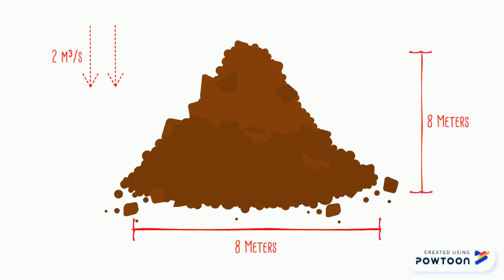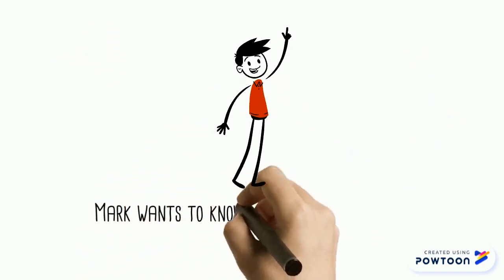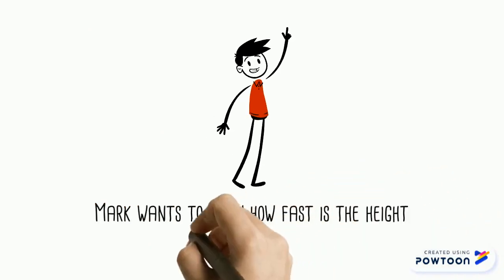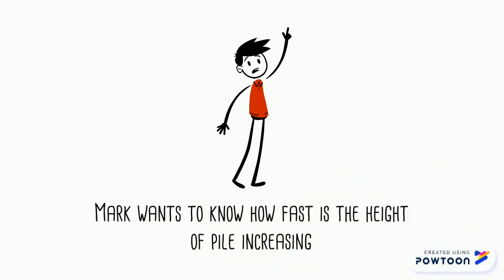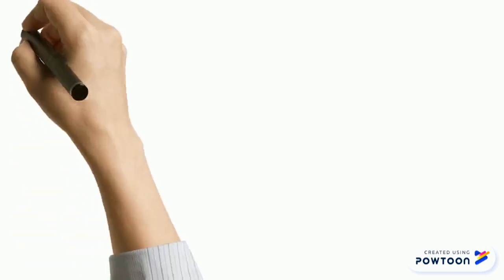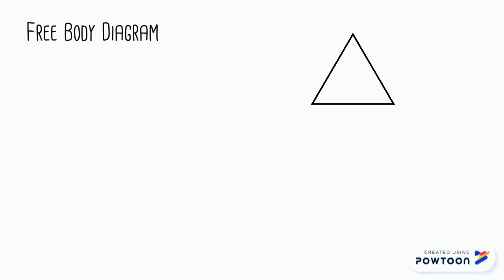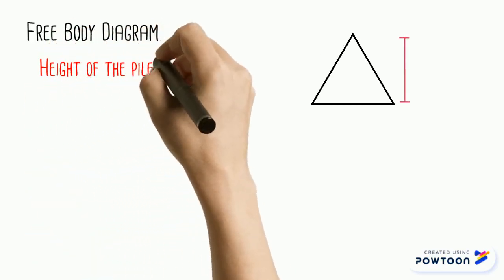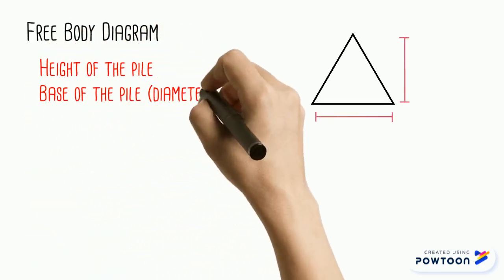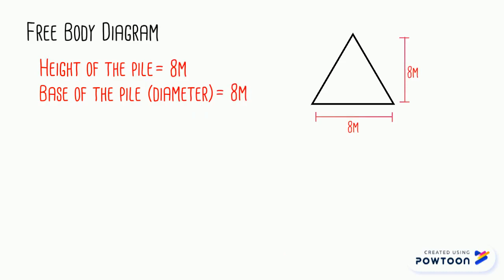Now, he wants to know how fast the height of the pile is increasing with a given measurement of the base. In order to fully understand what the problem is all about, we need to draw a free body diagram. The height of a pile of sand is equal to the diameter of the base, which is 8 meters. The derivative of volume with respect to time is equal to 2 cubic meters per second.